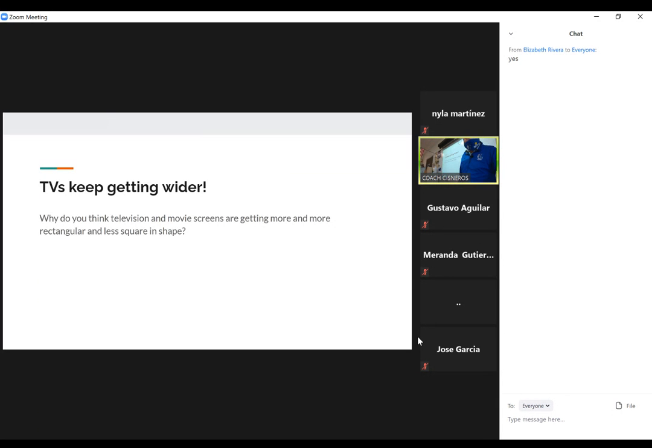Anybody at home? Why do you think it's getting wider and wider? It started out 4 by 3, now we get 16 by 9, and they're getting even wider and wider. Why do you think that? What is that trying to mimic? Big TVs? Movies? Okay. What they're literally trying to do is mimic real life.